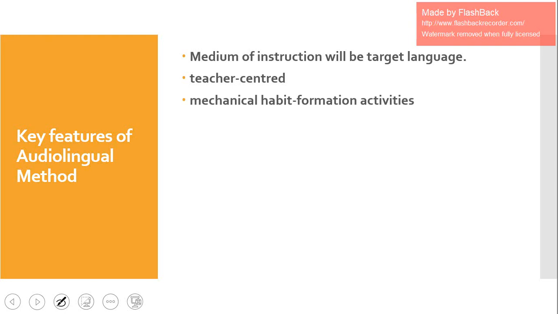Next is mechanical habit formation activity. This means the teacher will repeat the phrases and sentences again and again, and students will repeat mechanically. Habits will be formed in a mechanical manner. Next is oral repetition. Sentences will be repeated orally, and memorization will be done on scripted dialogues. Dialogues would be scripted, like "this is our chair." Students will repeat it again and again, and they will memorize it.